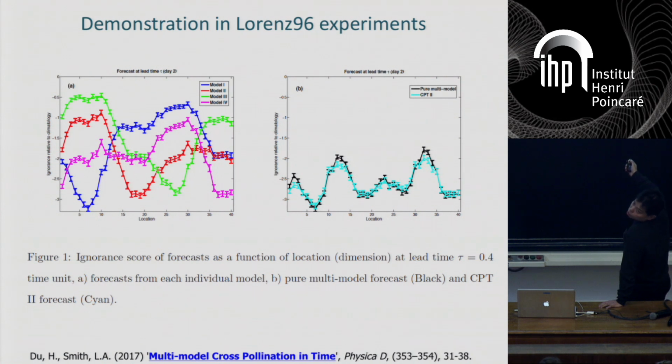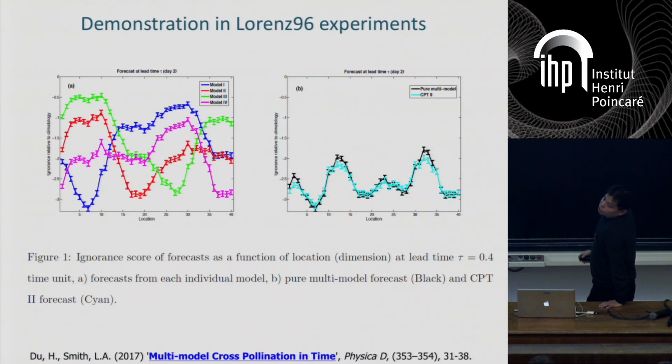And here is the forecast lead time at the first cross-pollination time, and the black line is the pure multi-model. What we do is pick which model does best and use its forecast at the particular variables, which means this black line is exactly the smallest ignorance, where we pick the variables from each individual model. And the blue line is the CP2 result, but this is only at the first cross-pollination time.